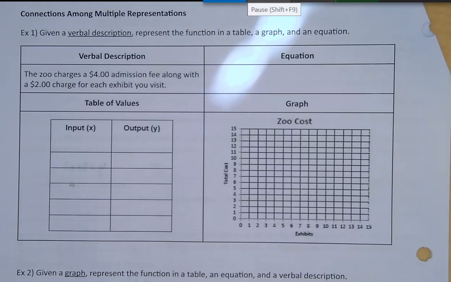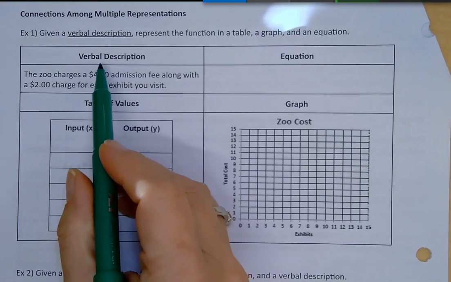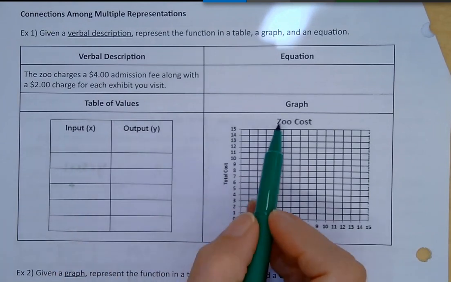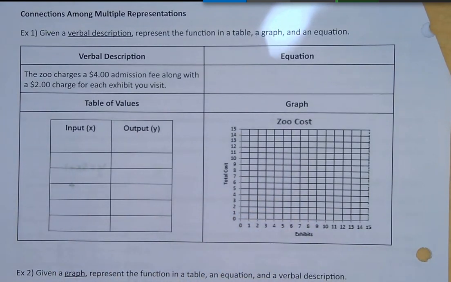All right, so we're going to look at some more examples. We have 4 ways we're going to talk about our function representations. So for each one of these examples, we're going to be given either the verbal description or the equation or the table or the graph. And we are going to figure out all of the remaining representations from that information. So for this example, we're given the verbal description.